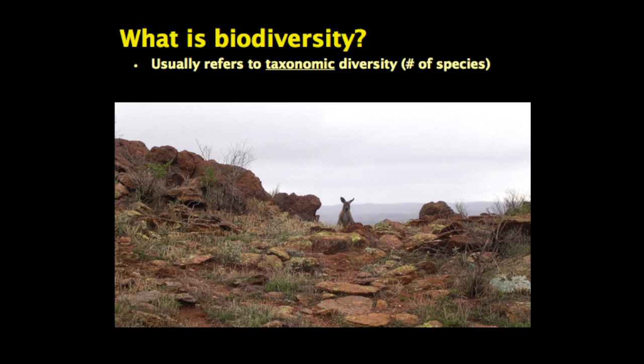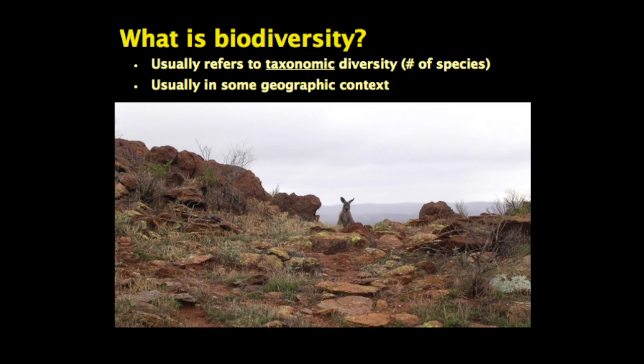Biodiversity usually refers to taxonomic diversity, such as the number of species or the numbers of families or the numbers of orders. Usually, this is also in some geographic context. For example, if you can recognize that as a kangaroo that's peeking up over the edge there, you know that this is a photograph that was taken in Australia.